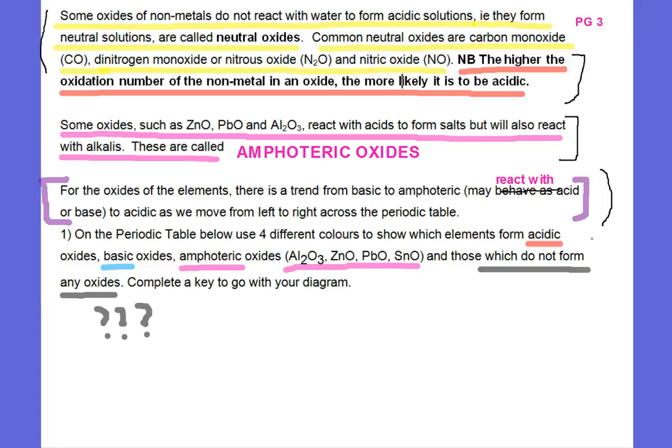You've got to choose 4 different colors. I recommend red for acids, blue for bases, pink for amphoteric, and some other color for those which don't form oxides. Colour in the elements that form acidic oxides red, the ones that form basic oxides blue, the amphoteric pink or some other in-between colour, and those which don't form any oxides, one colour. You could also use yellow like I've done up here for any neutral oxide formers on the periodic table. So have a go at that, pause the video, and then we'll check your answers in just a second.